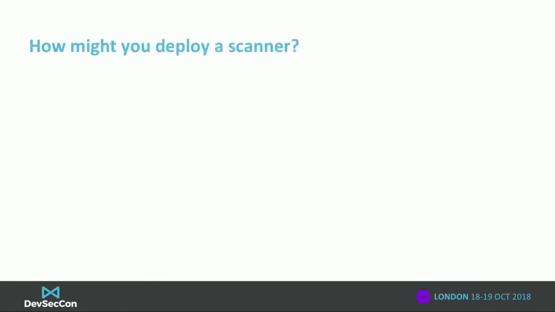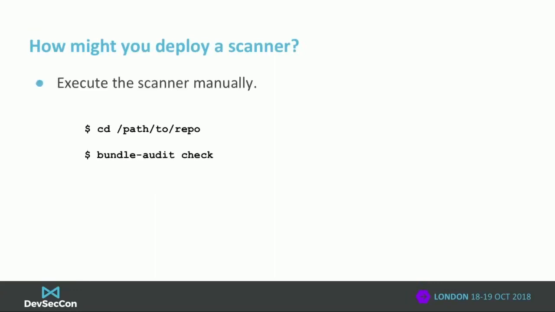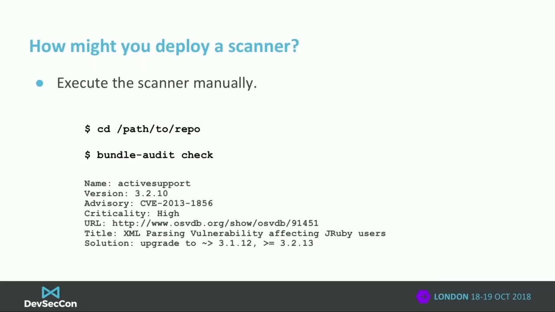So how might you deploy a scanner? You've decided scanning's really good. How are you going to run this in your infrastructure? The first thing you can do, very easily but not very maintainably, is to just run it on the repository. You download bundler audit locally, go to the repository that you want to scan, and just run bundle audit check, and it gives you output. Great. So you can now, as an individual, scan each of your repositories.